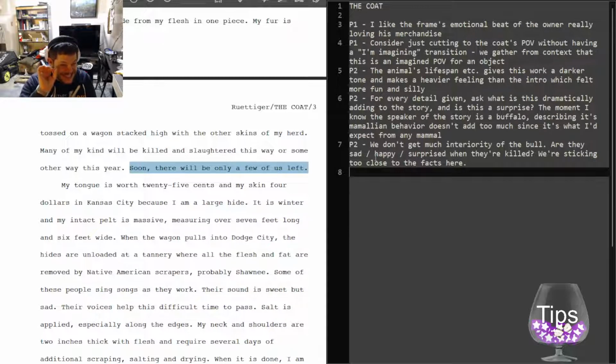There's a slight implication that his herd being wiped out is going to be a bad thing, a sad thing, which I can agree with. But is he grieving how little time they have left in the plains? As a buffalo, is he grieving? What exactly bothers this character about that?